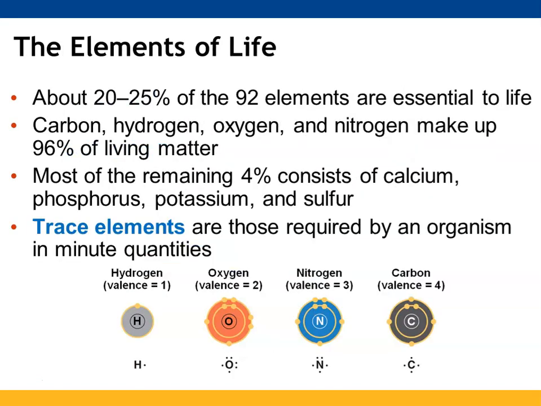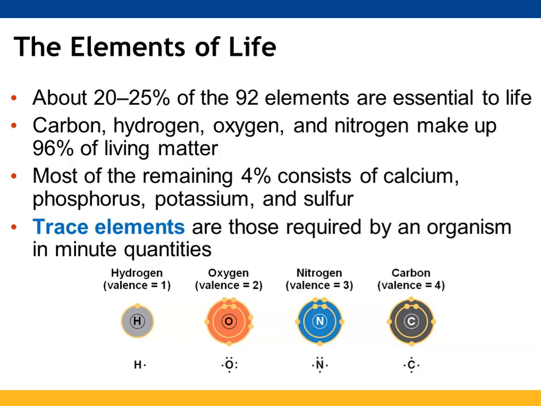There are 92 elements that are naturally occurring, and there's some debate as to whether there's more, depending on if you want to account for some of the ones that are present in minute quantities or some of the ones that are going to form as a result of other radioactive elements decaying.